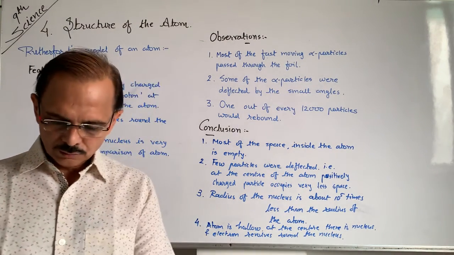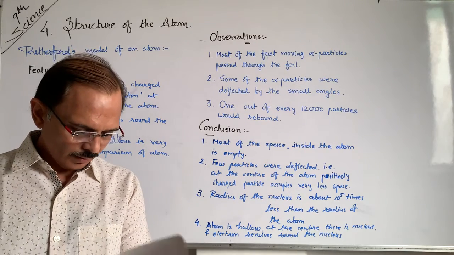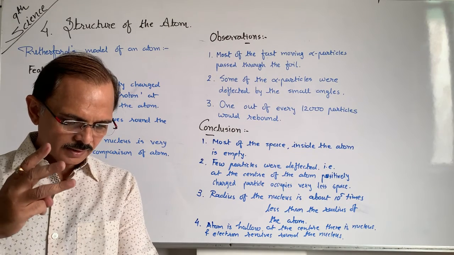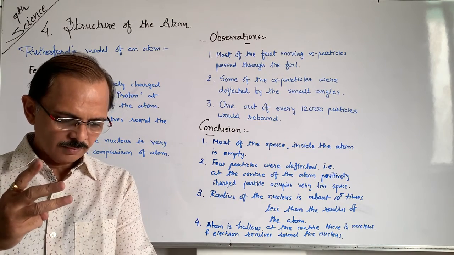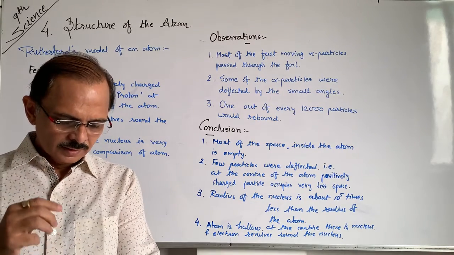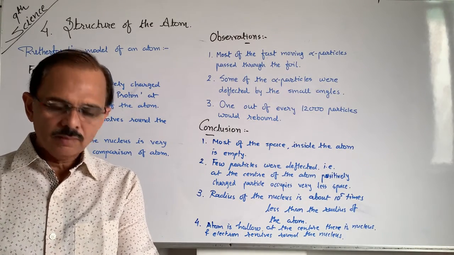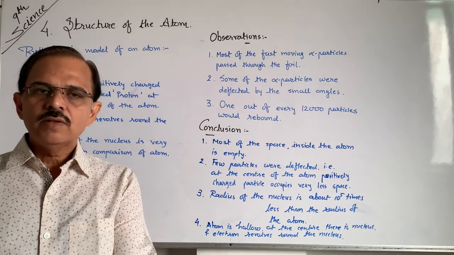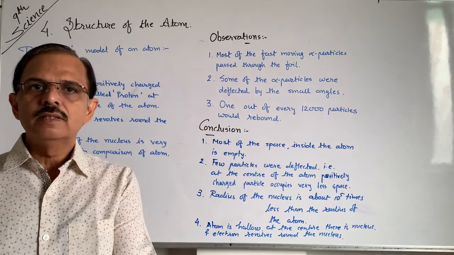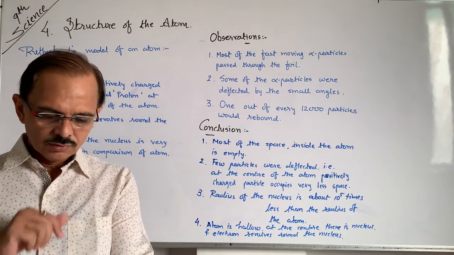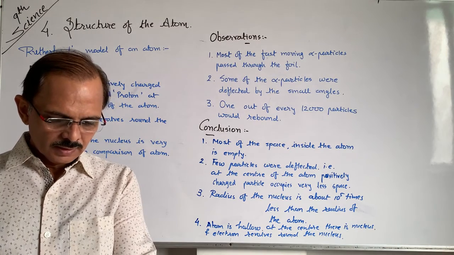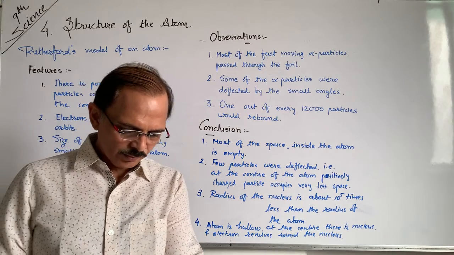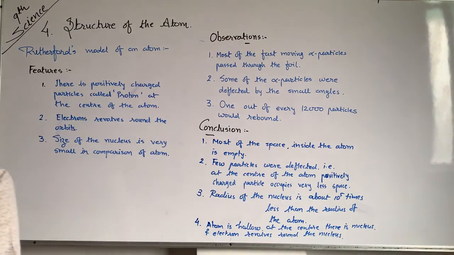See in your textbook on page number 48, three points are given. Most of the fast moving alpha particles pass straight through the gold foil. Some of the alpha particles were deflected by the foil by small angles, and surprisingly 1 out of every 12,000 particles appeared to rebound. In the words of Rutherford, this result was almost as incredible as if you fire a 15-inch shell at a piece of tissue paper and it comes back and hits you.